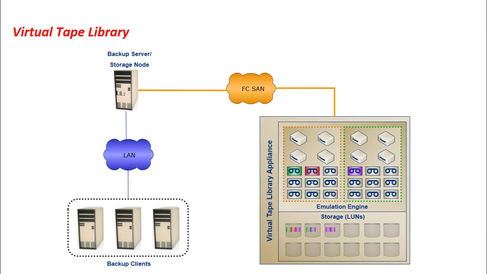Emulation software has a database with a list of virtual tapes, and each virtual tape is assigned a space on a logical unit number, or the LUN. A virtual tape can span multiple LUNs if required. File system awareness is not required while backing up because the virtual tape solution usually uses raw devices.